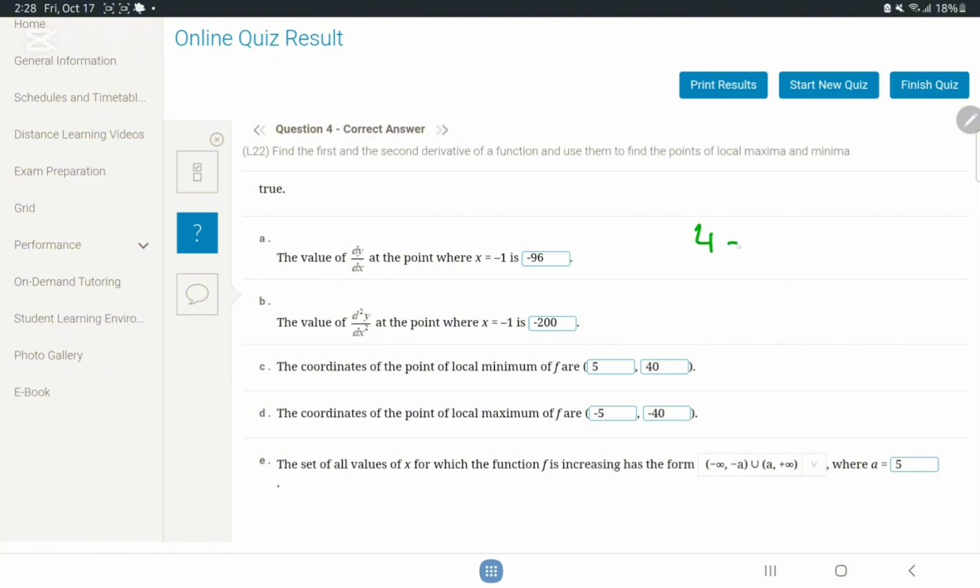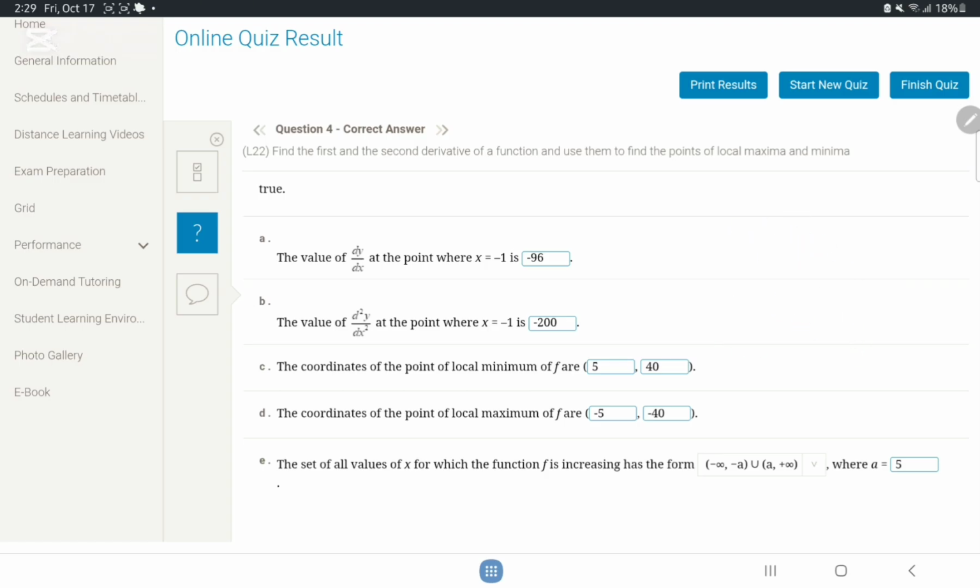We were here, 4 is equal to 100 over x squared. And we cross multiply, so 4x squared is equal to 100. Divide by 4 on both sides. You will get x squared is equal to 25 and x is equal to positive or negative 5. So we have 5 and -5.